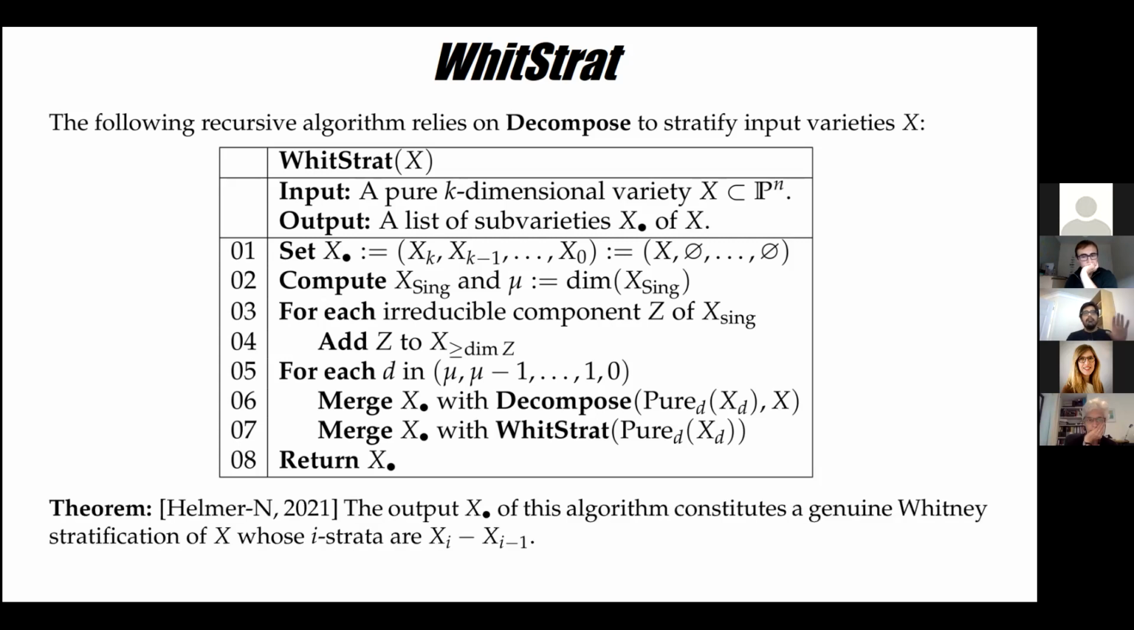So here's the setting. Lines 1 and 2 are just computing the regular and singular locus of X. And to compute the singular locus, you just look at the Jacobian determinants of n minus k by n minus k type, and throw away the c's at the top, which we had before. So that's also easy to do. And all the hard work is happening in lines 5 through 8 of this. We're merging two lists: the existing X with the output of decompose, and then the existing X with the output of a recursive call.